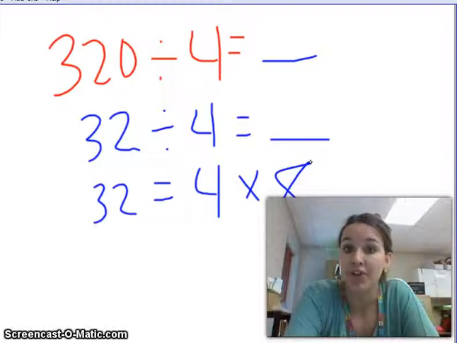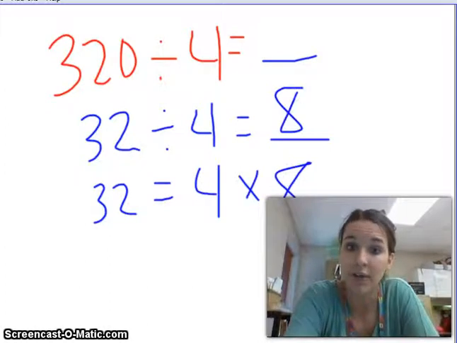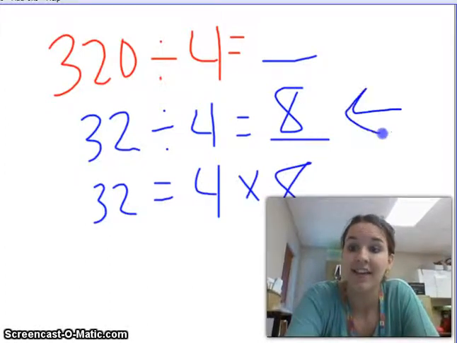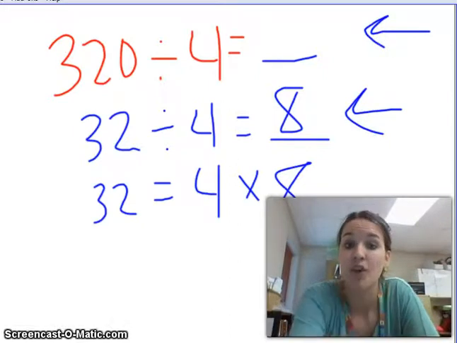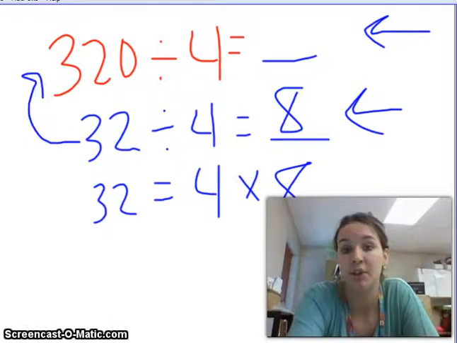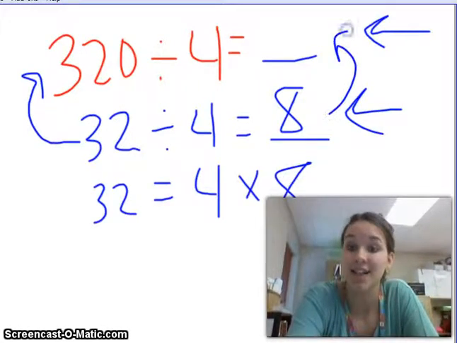So if 4 and 8 is 32 when I multiply them, if I were to have 32 things, put them into 4 groups, how many would be in each group? I would have 8. Now, how is this going to help me answer my big division problem of 320 divided by 4? Well, I know the relationship between 32 and 320 is that 320 is 10 times bigger. So I need to make 8 10 times bigger?